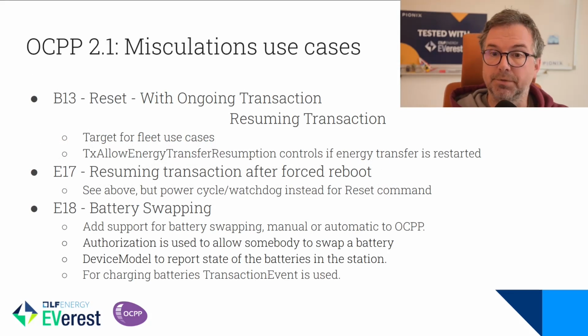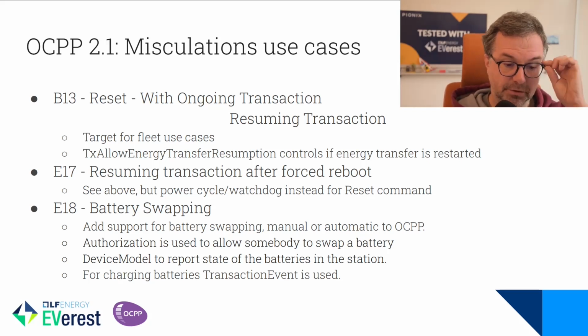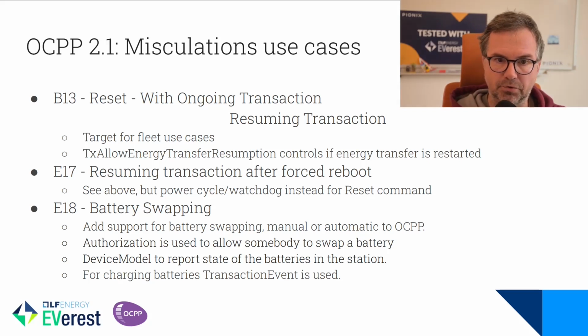Then we get to some miscellaneous use cases. Some other small use cases that don't really fit in a bigger group. One is B13, reset with an ongoing transaction and resume transaction. This is really for fleet use cases. This isn't really for public charging. If you have a public charging station, that charging station reboots or power cycles, you can't be sure that the same vehicle is still connected. You don't know for sure that that vehicle is there, but you might.